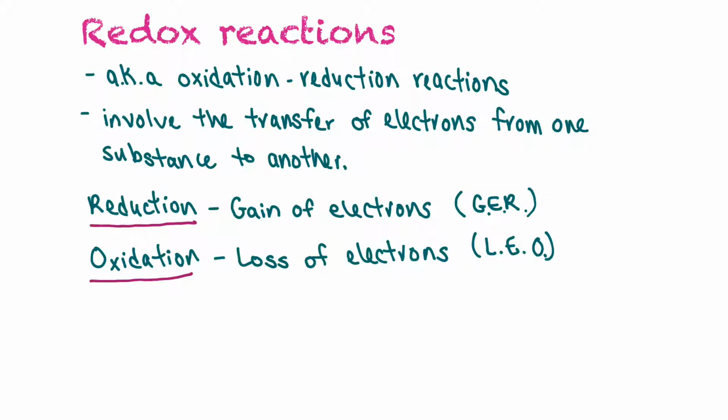Redox reactions are also known as oxidation reduction reactions, and they involve the transfer of electrons from one substance to another. There are a couple of ways to help you remember that. Reduction is the gain of electrons during a reaction, so GR. And oxidation is the loss of electrons, so we say LEO. So the way you remember it is the loss of electrons is oxidation, and the gain of electrons is reduction. So Leo, the lion, goes grr, which helps you remember the two statements.